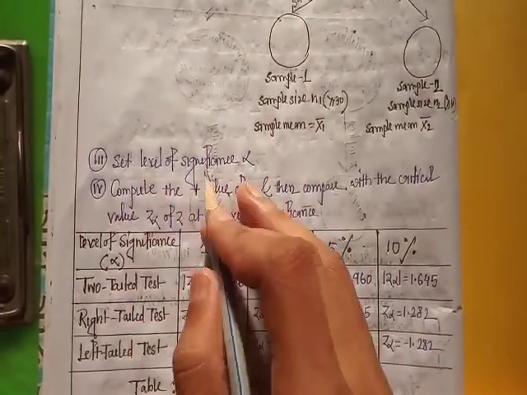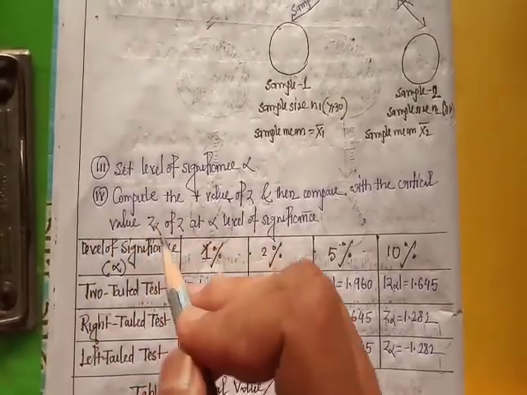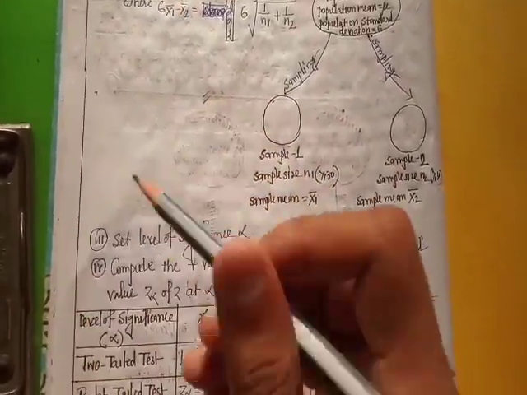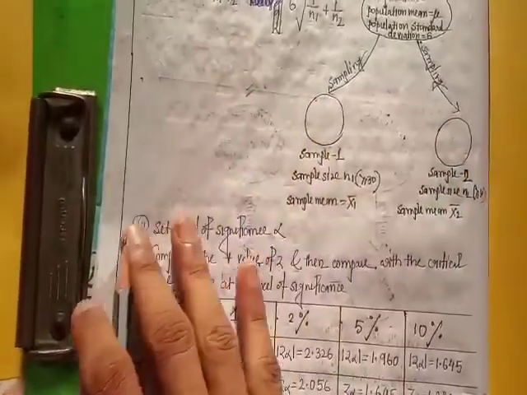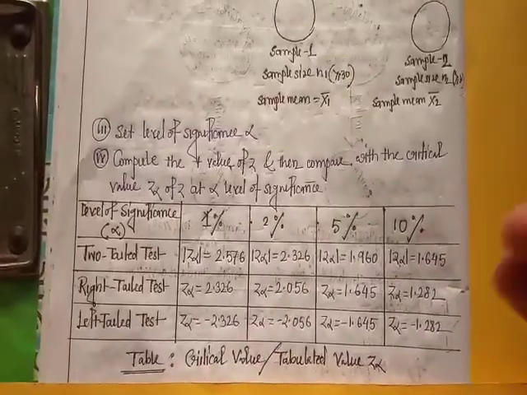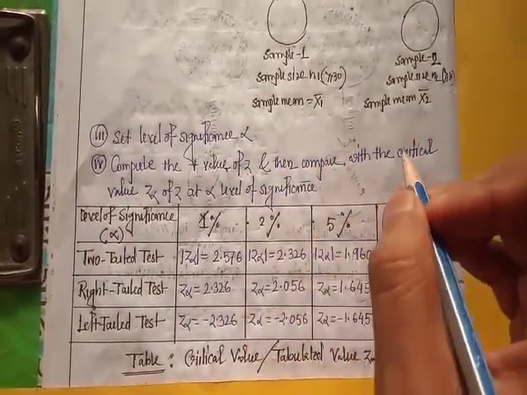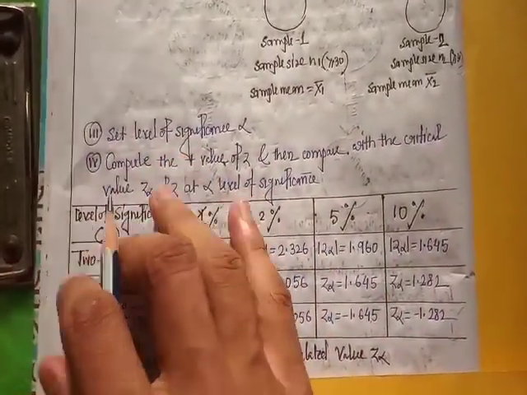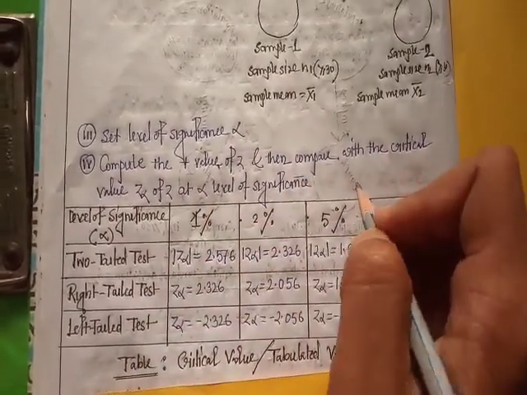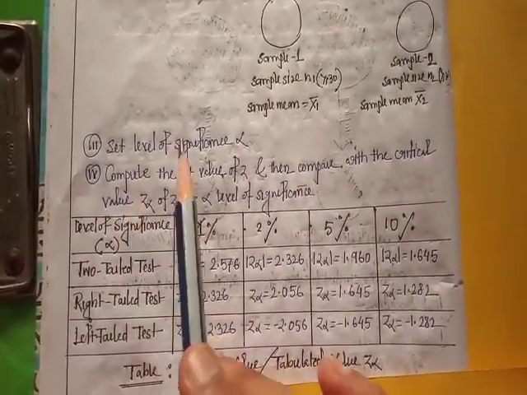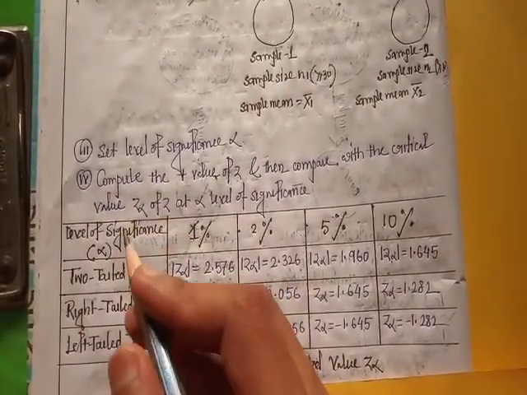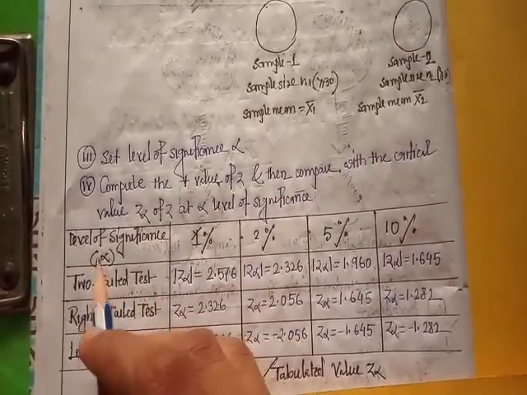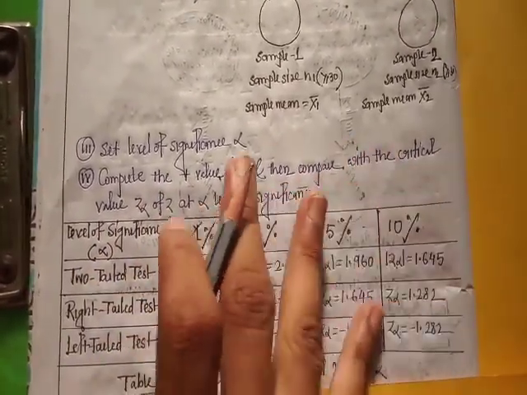Next we set the level of significance alpha, and the fourth step is to compute the value of Z. Compute these values of Z, then compare with the critical or tabulated value Z alpha at alpha level of significance. These values are fixed. Please remember these values.